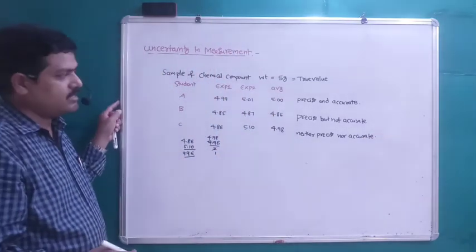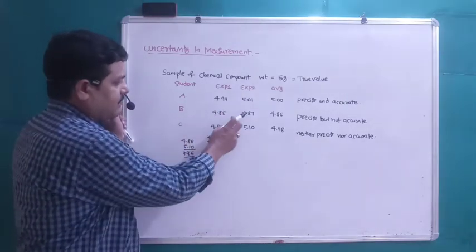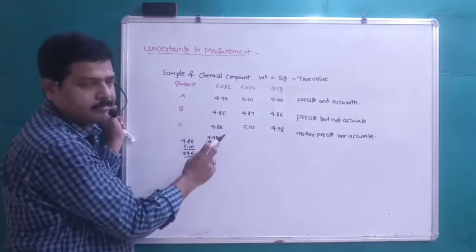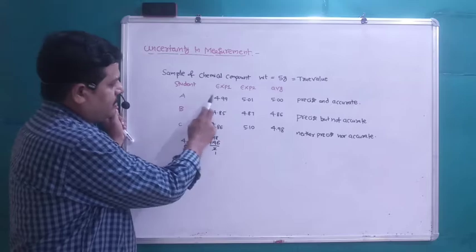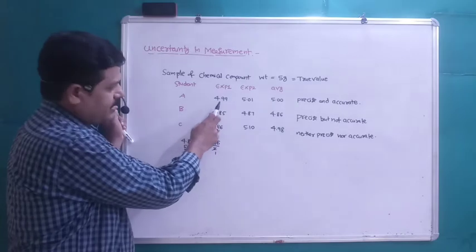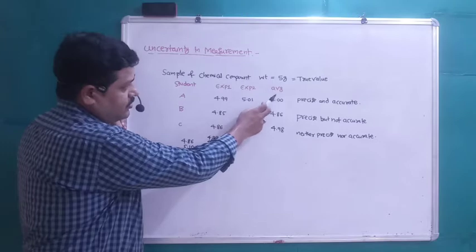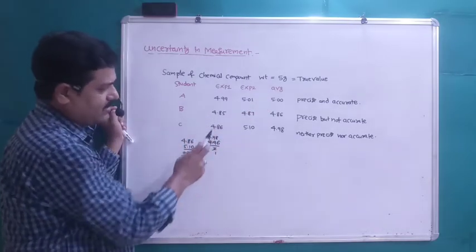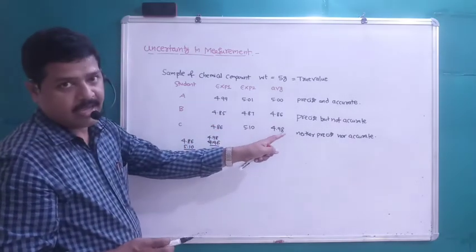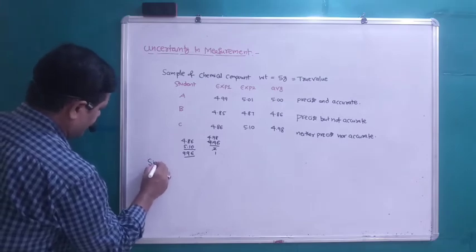That is, precision is the closeness of all the measured values to a particular value. These two values, they are precise. And A values, whatever A is getting, are closer to the true value, so accurate. B values are closer to each other but they are not closer to the true value of the result. Precise but not accurate. But the C values are entirely different. Neither precise nor accurate.